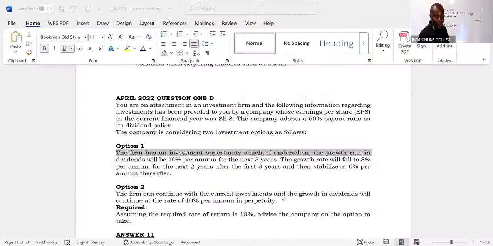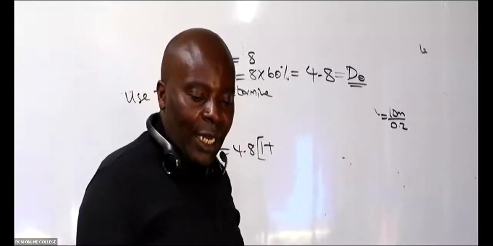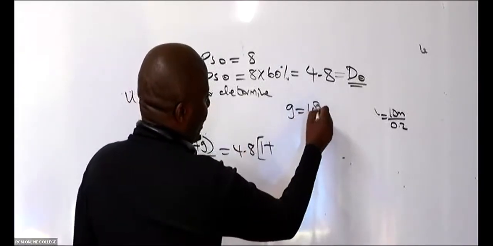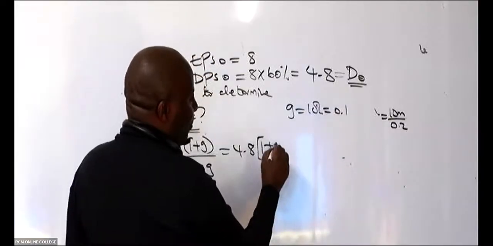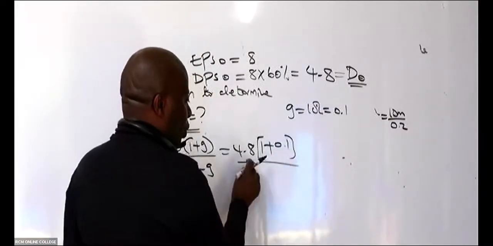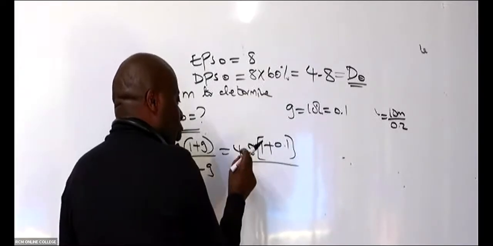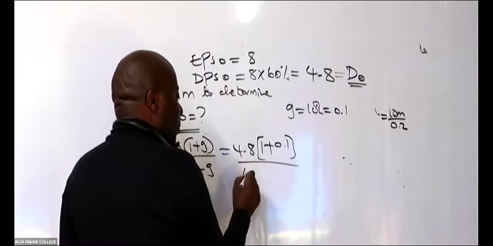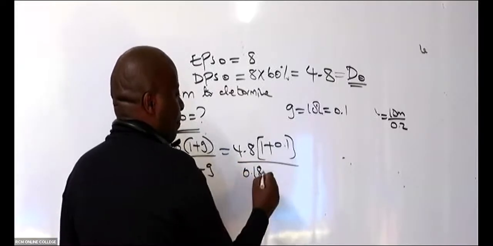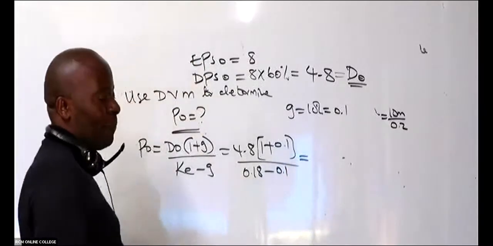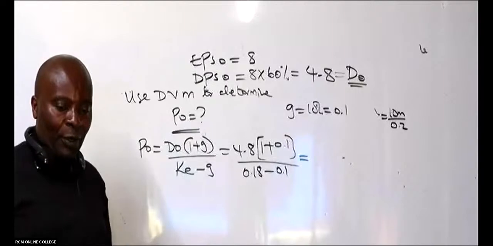So you can see here in option 2, they have told us that the dividends will continue growing at 10% per annum in perpetuity. So the growth rate has been given. And when the growth rate is 10%, this is the same as 0.1. So 1 plus 0.1, all over cost of equity, which is the same as required return. They've told me it is 18%. 18% is 0.18 minus the same growth rate of 0.1. So then, is there somebody who is able to give me the final answer?